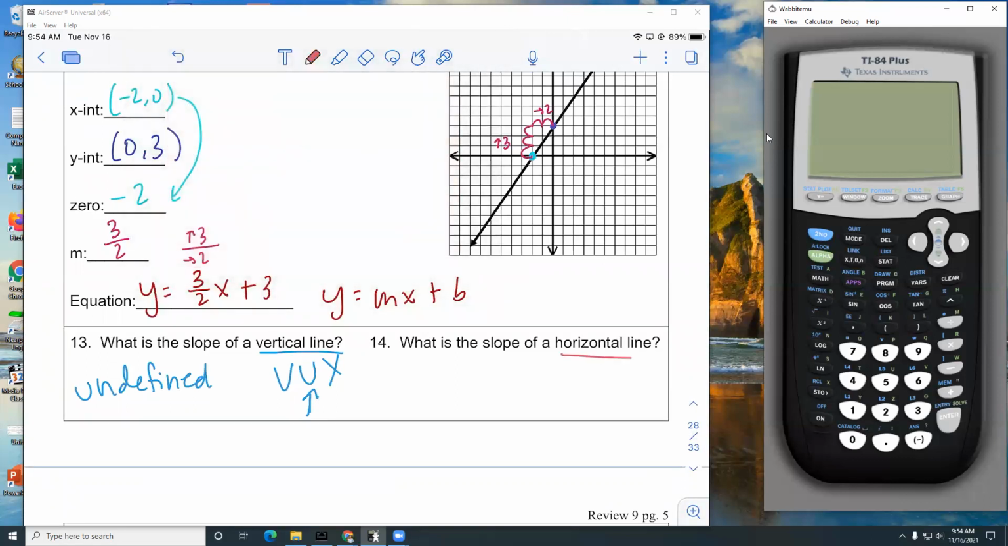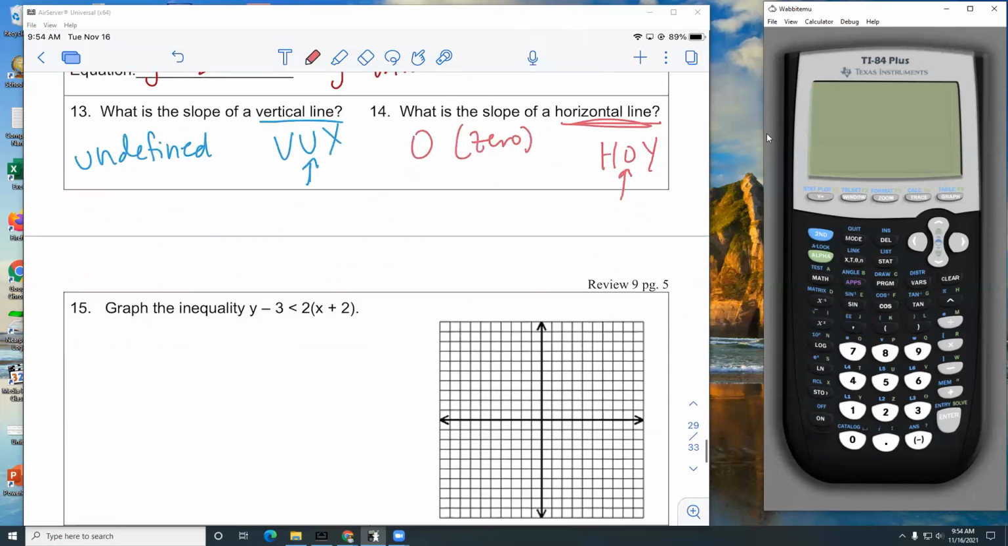What is the slope of a horizontal line? A horizontal line is a hoi. Again, that middle letter tells you the slope. Now, in this case, it's not really a letter, but it's actually telling you what the slope is because the slope is 0. Not tricky at all, right? Very easy.